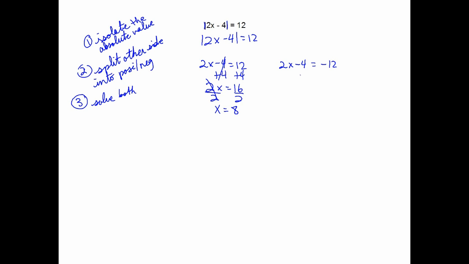And the process is going to be the same over here. So add 4, that zeroes out. I get 2x equals negative 12 plus 4, that gives me negative 8. Divide by 2, x equals negative 4. Because step 4 over here, that's going to be check your solutions.